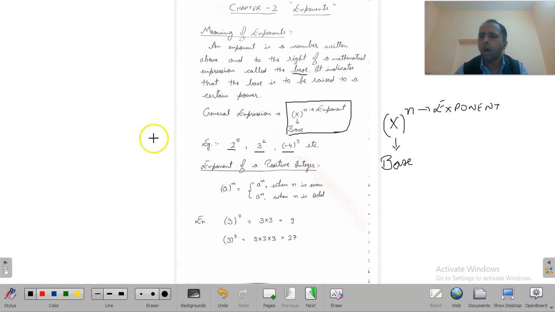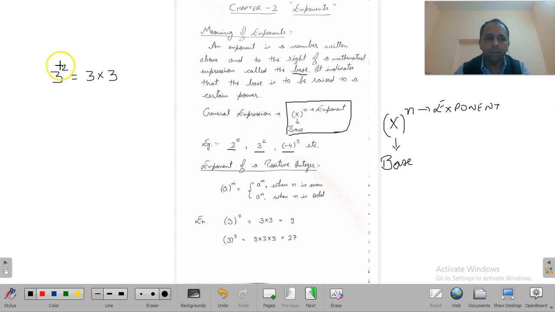Now how to calculate the value of this expression? For example, 3 to the power 2. When we have base to the power exponent, it means that the base will be multiplied the number of times of exponent.